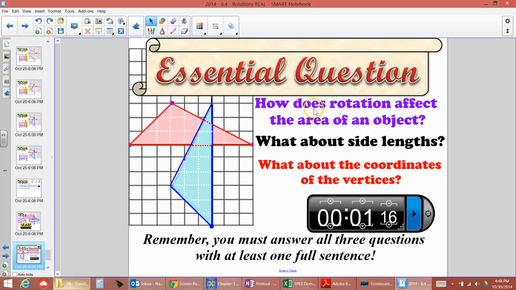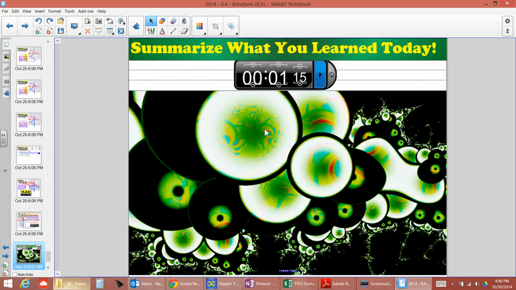Okay, essential question. How does rotation affect the area of an object? What about the side lengths? What about the coordinates of the vertices? Okay. Summarize what you learned today.